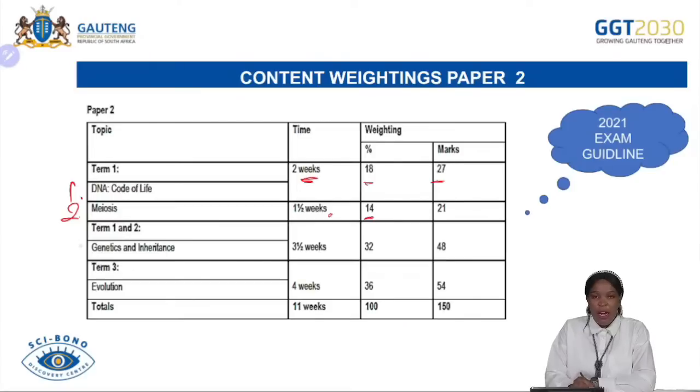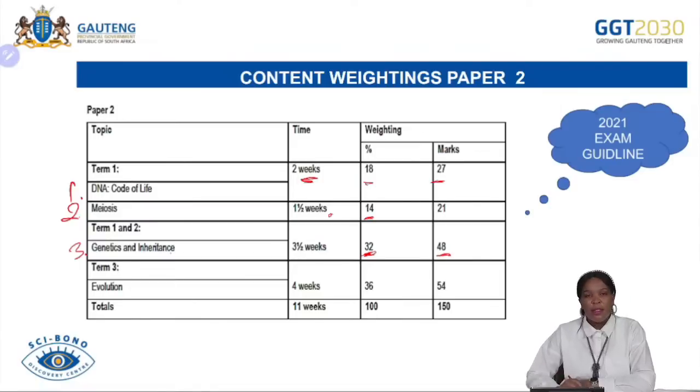Then for term 1 and 2, right towards the end of term 1, you started with genetics and inheritance, and then you continued with this topic into term 2. So you did this for about 3.5 weeks, and then the total weighting of this is 32%. So it's getting bigger. So genetics, you need to study a lot because if you check the weighting of this topic, it's 32% of your entire paper. The marks that you need to score for this topic, because it has a lot of subtopics in it, is 48 marks. So out of this 48 marks, you must set a goal for yourself, how much you need to score on this particular topic.